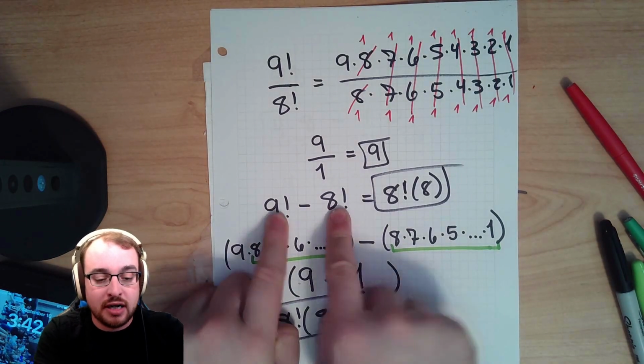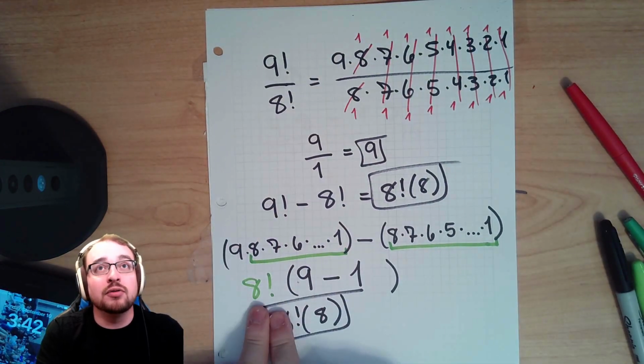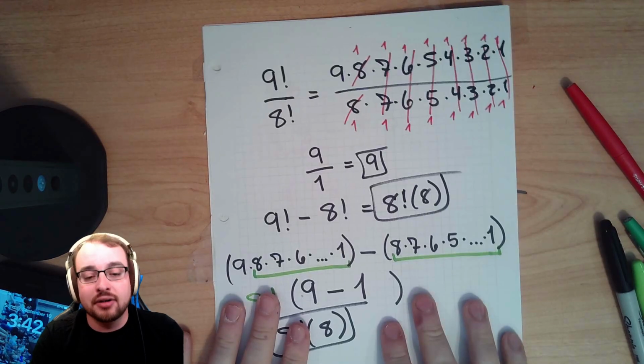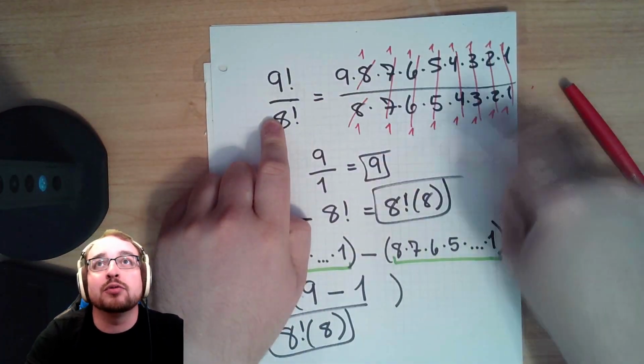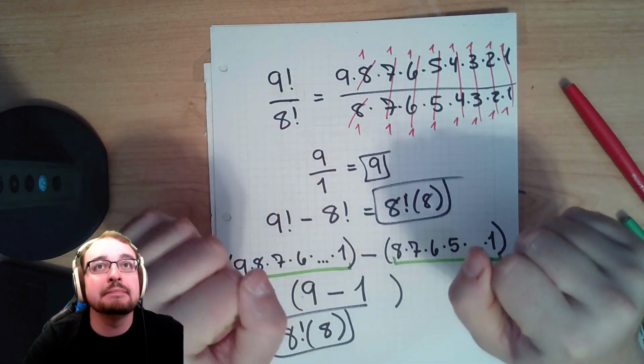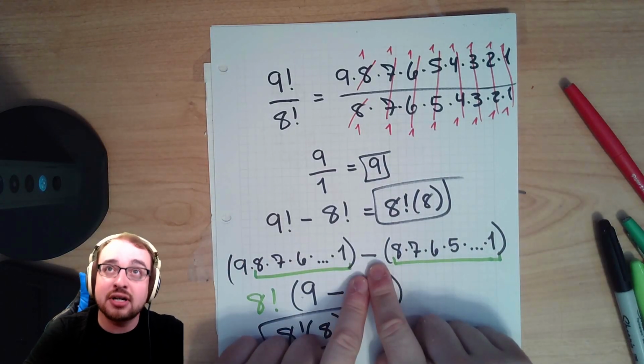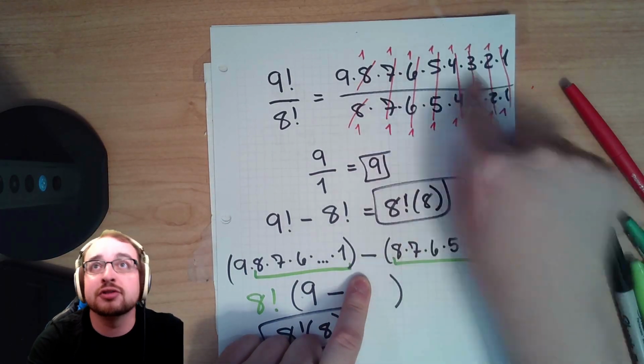Two terms, what can I take out? I can take out 8 factorial from both, so I'm left with 9 and 1. Here, I can divide out 8, 7, 6, 5, 4, 3, 2, 1, and so all that's left is 9. Again, two terms because there's a minus sign versus one term because there's no minuses or pluses.